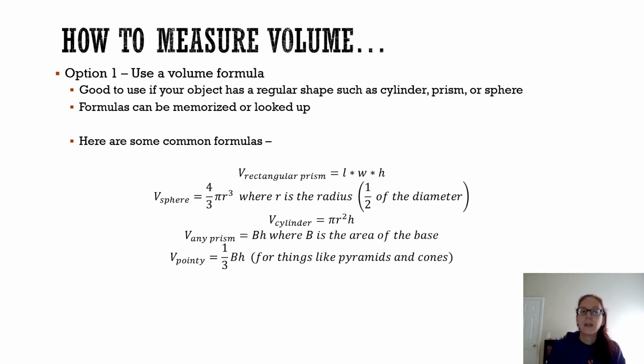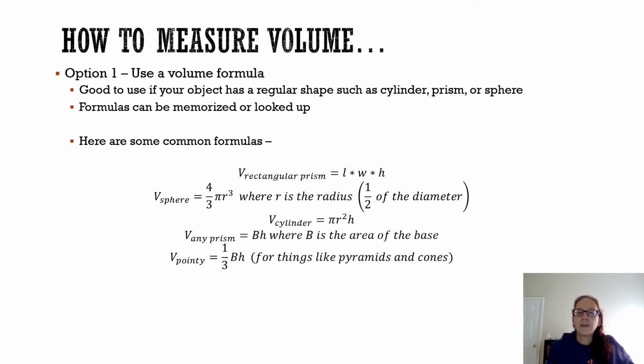Now, I put volume of any prism because while rectangular prisms are the most common, and I think they're common enough that they get their own line, any prism is capital B times H, where B is the area of the base. And that might involve you knowing a couple of other formulas.